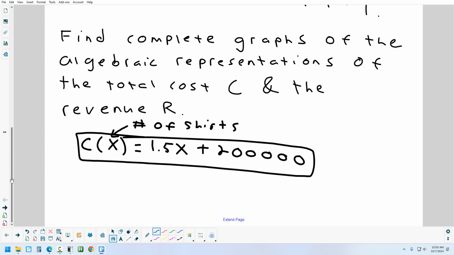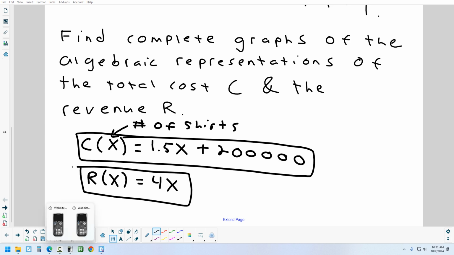Now let's do the revenue. Revenue is just money that they bring in. So let's say they bring all these shirts to a flea market or something, and they start selling them, and they count the money in the register at the end of the day. That's the revenue. So how would you represent the revenue? Yeah, 4x. It's just the money that's in the cash register at the end of the day.